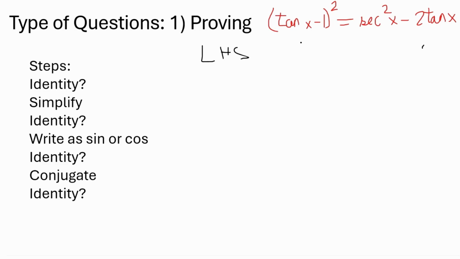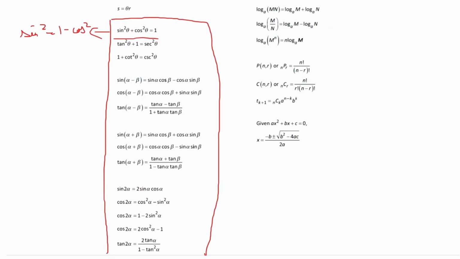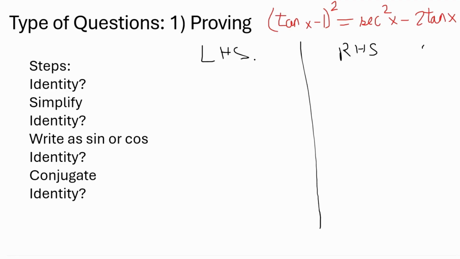So LHS, RHS. First thing I see, is there an identity I can use? I don't see any. So what do I do? I simplify. What can I simplify? Well, I can open up this bracket. Let's see if that helps.